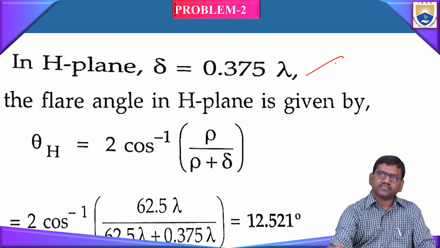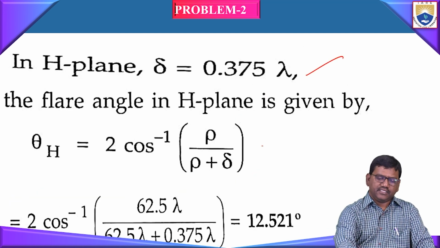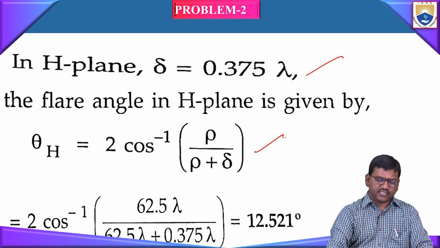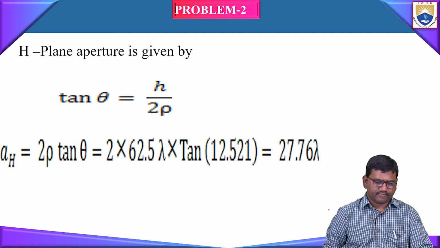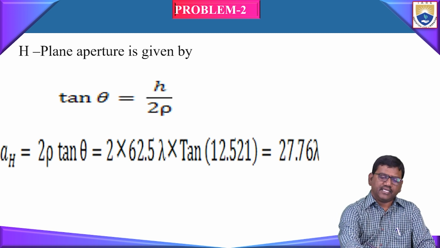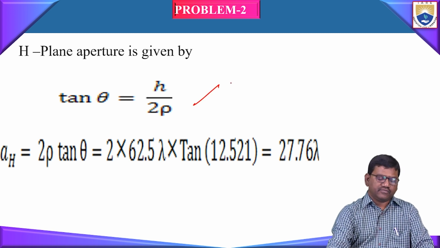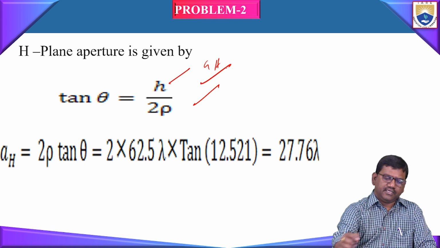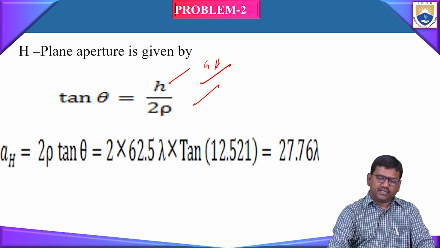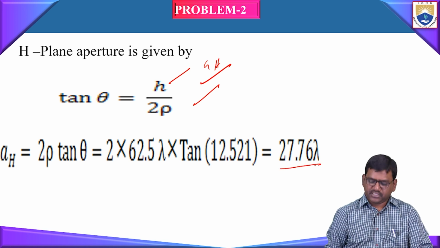Similarly in the H plane, delta is equal to 0.375 lambda and theta H is equal to 2 cos inverse of rho by rho plus delta. So theta H is equal to 12.521 degrees here. Similarly, tan theta is equal to h by 2 rho. From this we are going to find out the value of AH. AH is equal to 2 rho tan theta. We are getting 27.76 lambda.